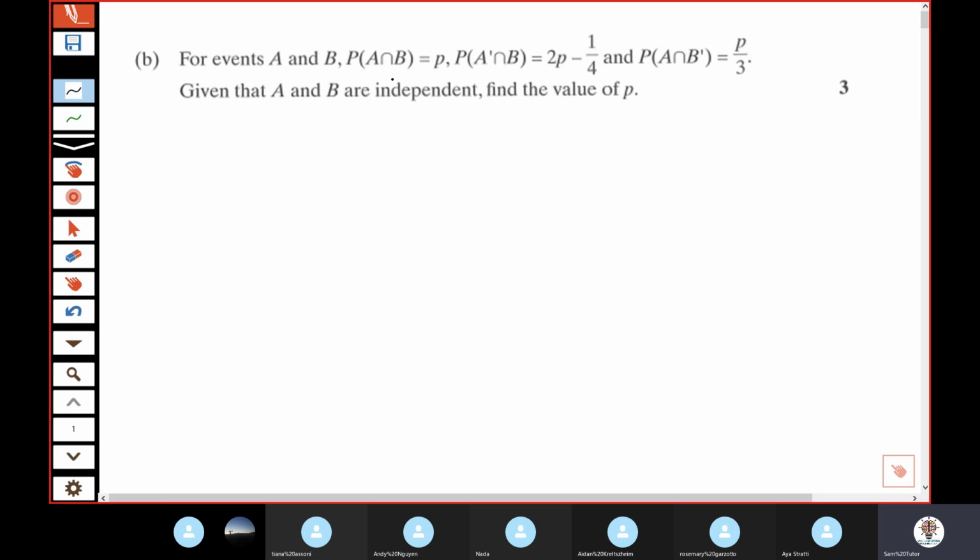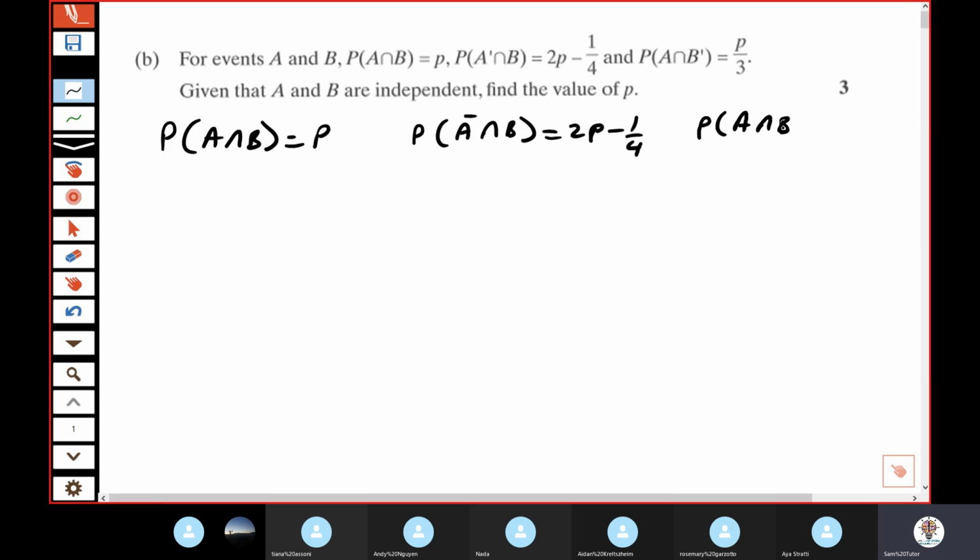For events A and B, the probability of A and B equals P. Probability of not A and B equals 2P minus a quarter. Probability of A and not B equals P on 3. Given that A and B are independent, find the value of P.